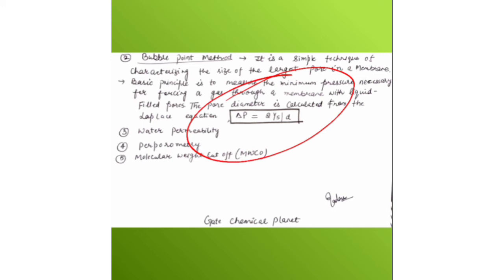So third is the water permeability. Water permeability of a porous membrane can be determined by measuring pure water flux through a membrane at a given pressure gradient in a test cell. The resistance to solvent flow offered by the membrane can be determined by this experiment. So, what is the water permeability test? Water permeability of a porous membrane can be determined by measuring the pure water flux through the membrane at a given pressure gradient in a test cell.